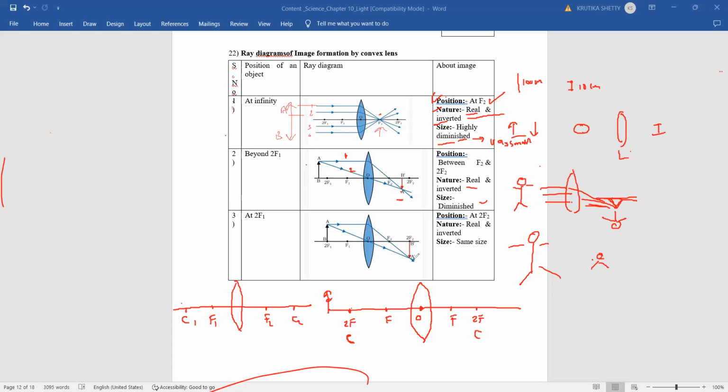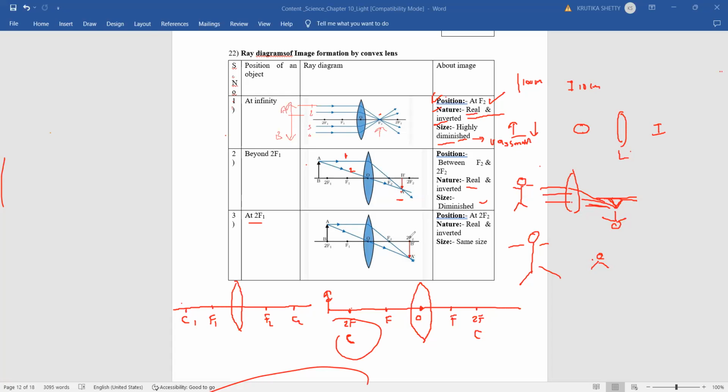And again, you can see here the image is formed, that is B dash A dash, and you can see the image is at 2f. So here, the image was at 2f, the object also was at 2f, and the image is also formed at 2f. So when the object is at 2f, sometimes it is also called C. When the object is at C or at 2f, its image will also form at 2f.